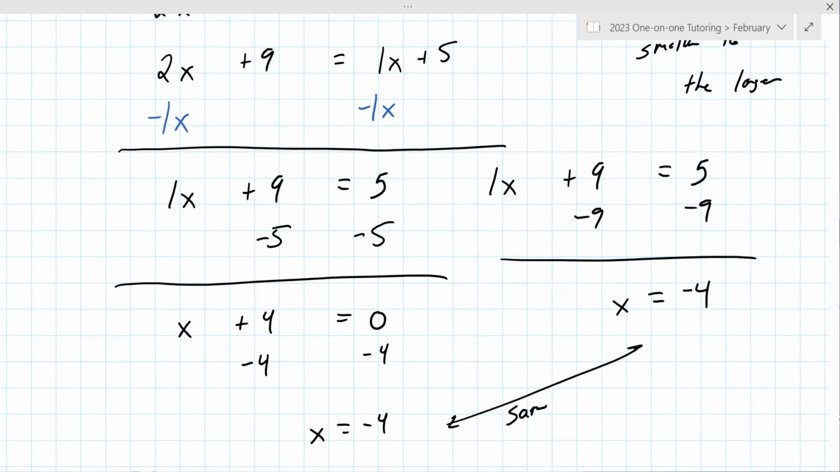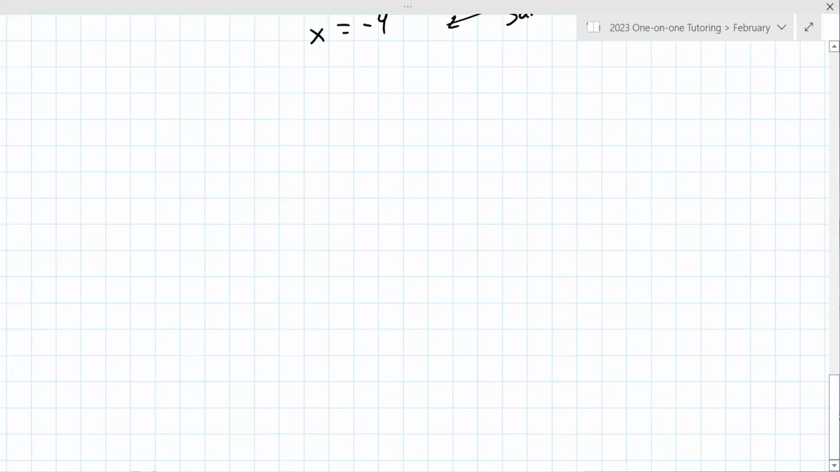Okay, so let's try one more. Is that okay? Yeah, that's cool. All right. Let's go. 1/6 x plus 2 equals 5/6 x plus 1.